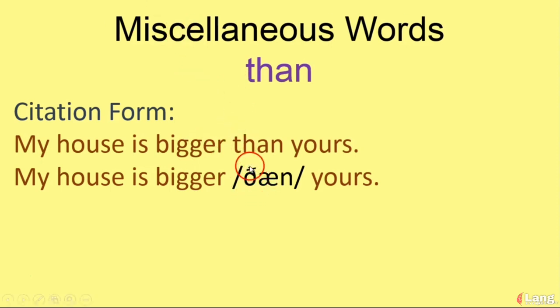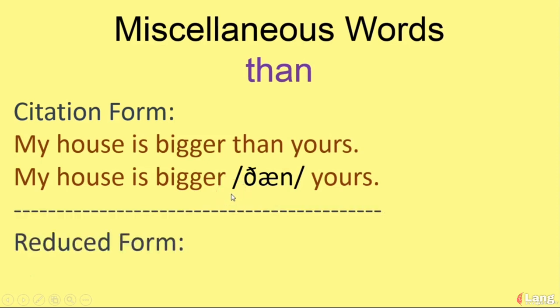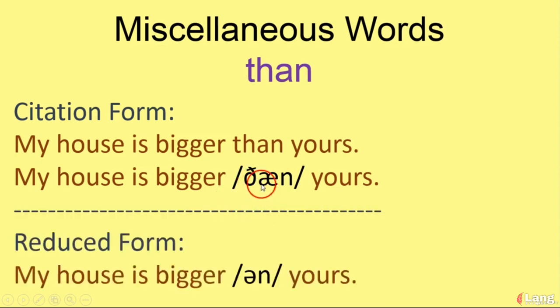Than uses this symbol for th, which is voiced, so it sounds like th. This symbol sounds like a, and then we have the letter n, than. My house is bigger than yours. However, in reduced form, than becomes 'n. The schwa and the letter n. 'n. My house is bigger than yours.